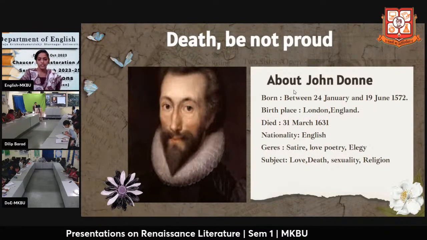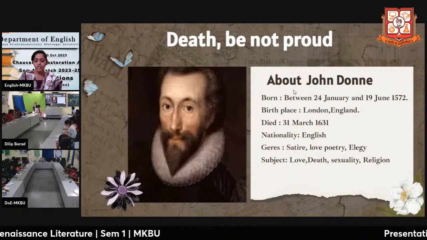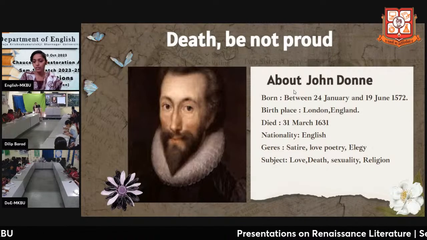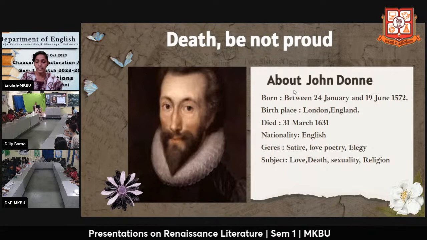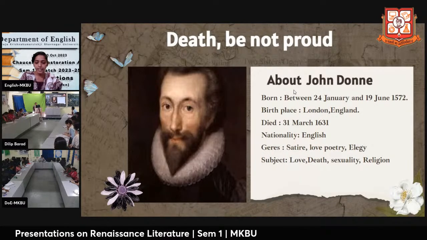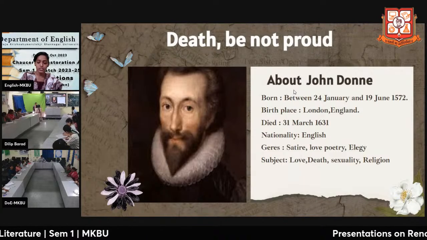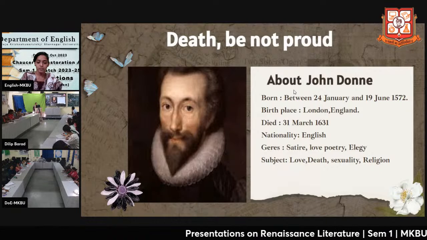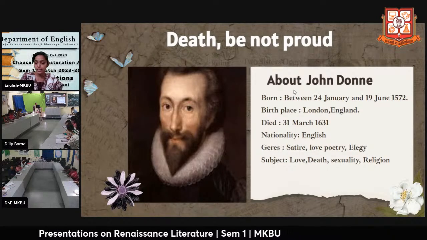Now let us see about the poet, John Donne. He was born between 24 January and 19 June 1572. His birthplace was London, England, and he died on 31 March 1631. His nationality is English. His genres are satire, love poetry, and elegy, and his poetry's subjects are love, death, sexuality, and religion.